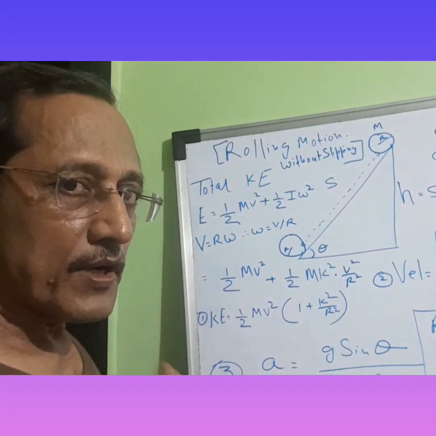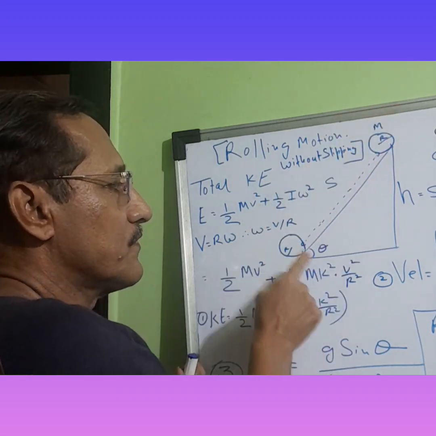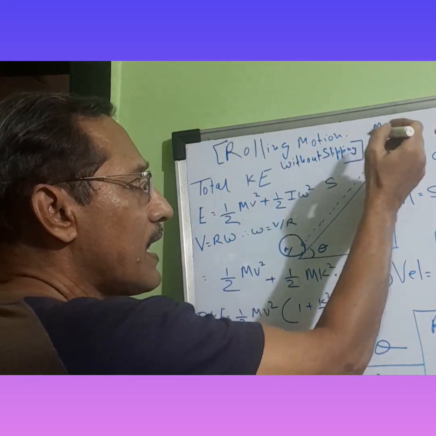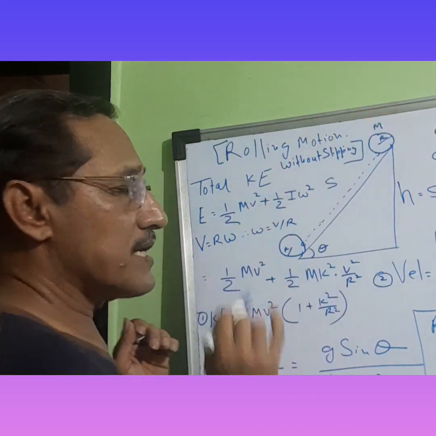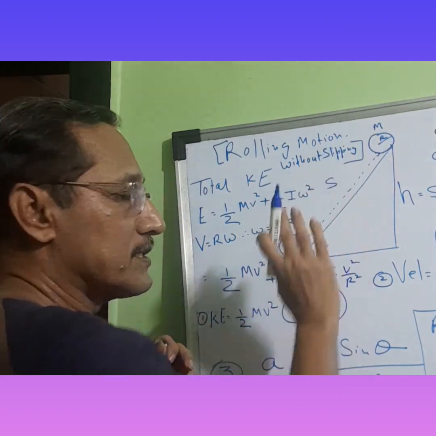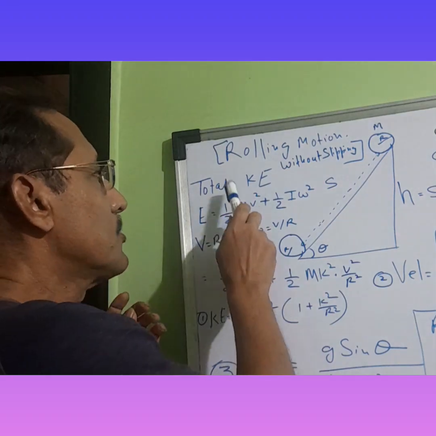I am talking about a rigid body which is rolling down a plane which is at an angle theta, and this height is h, it has a radius r, and has mass m. It is not slipping, it's rolling, it's not skidding. That's the requirement. Now let's talk in terms of total kinetic energy.